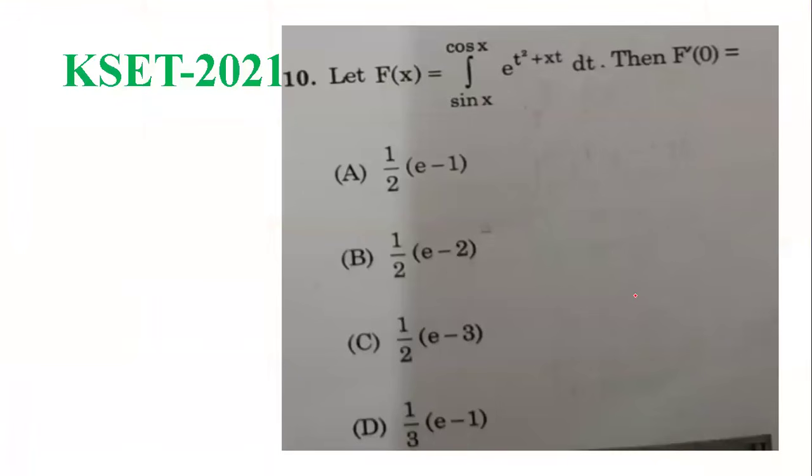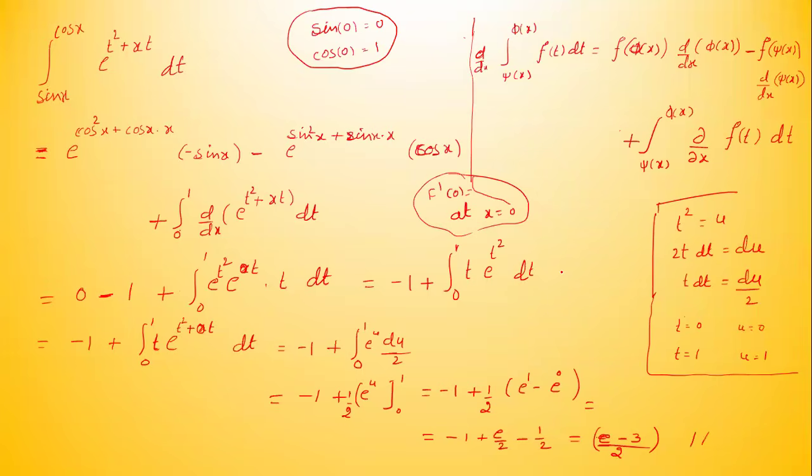Now, where is the answer? E minus 3 by 2. C. Option C is the right answer for this question. Pause the video. See carefully. You get this question.